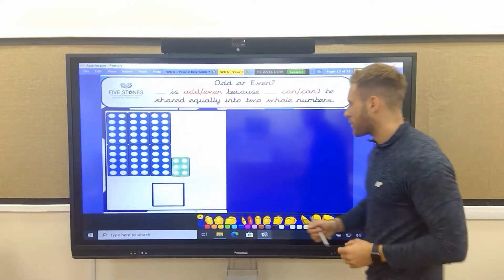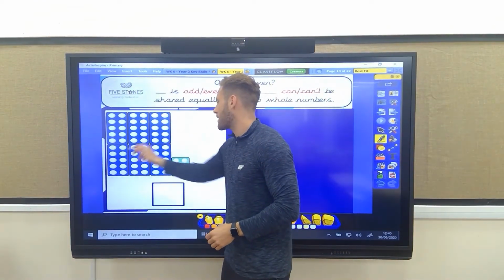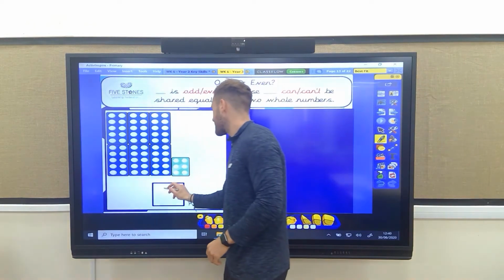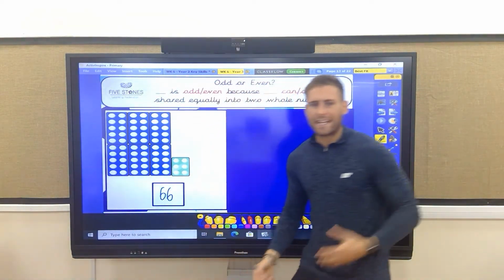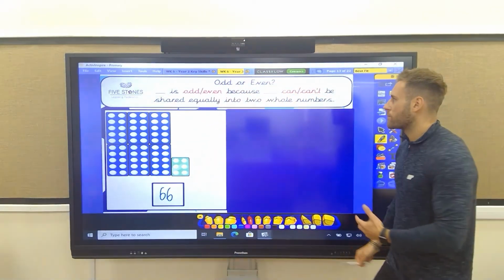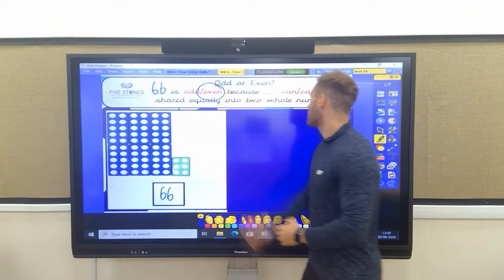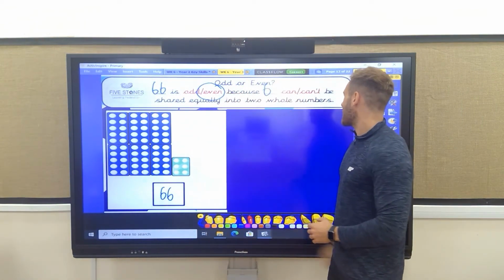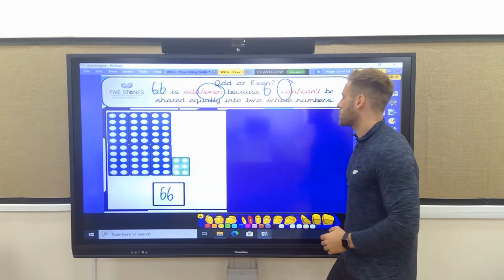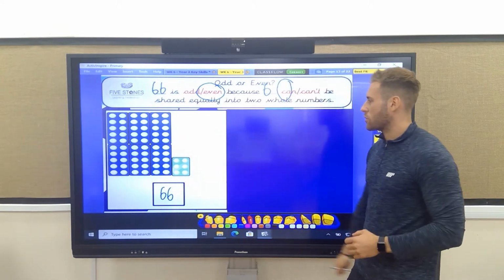That shouldn't have taken long there. So yes, we've got 10, 20, 30, 40, 50, 60, 66 there. Great. Is 66 even or odd? 66 is even because 6 can be shared equally into two whole numbers.